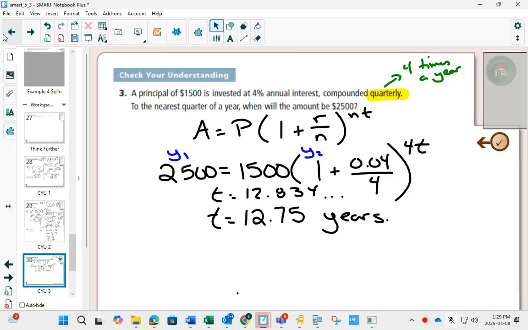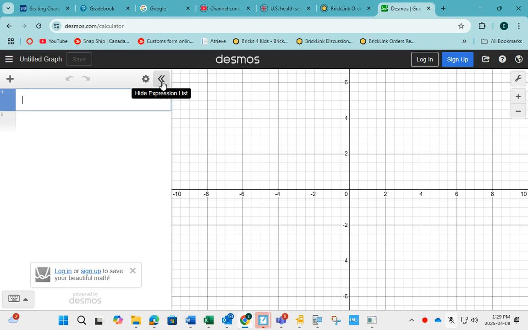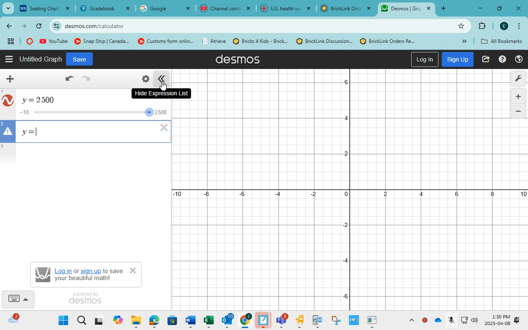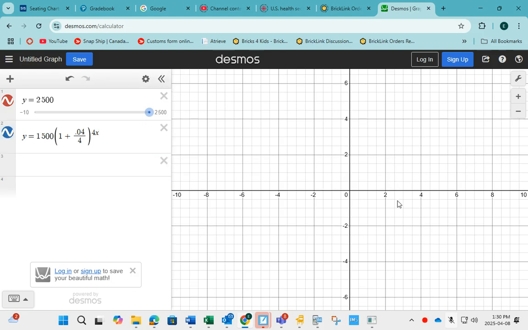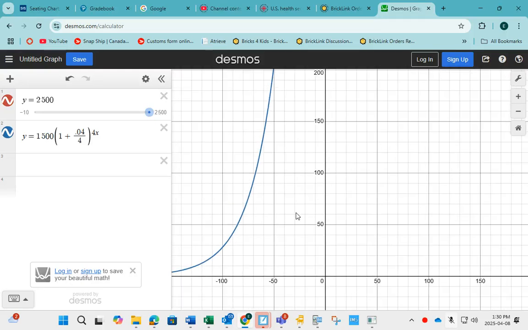Did it work? Still having problems? I'll come check it in a second. I'll do the Desmos part quickly first. So in Desmos you have to write y equals, and y equals 1500, 1 plus 0.04 divided by 4. You have to use the little hat button to do the exponent, and then it was 4x. Again, none of these graphs show up. Might have to scroll way out. Oh, there's one graph.